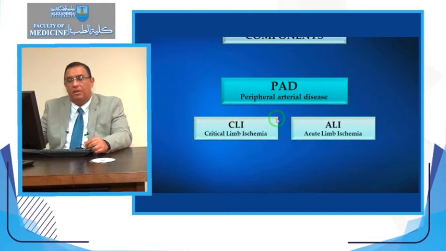Critical limb ischemia means pain or rest pain and trophic changes in a patient for more than 2 weeks without response to any medical treatment, or the acute limb ischemia, which is our lecture today. So the acute limb ischemia is in acute form, while the critical limb ischemia is a severe form of chronic limb ischemia, and this is the difference between both.